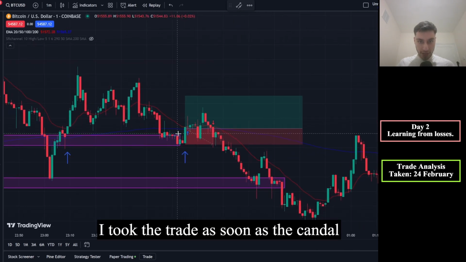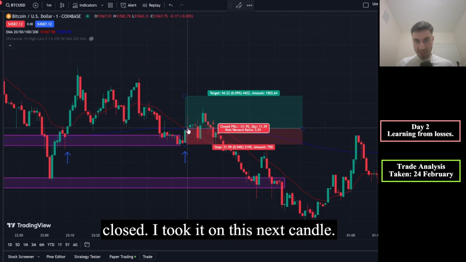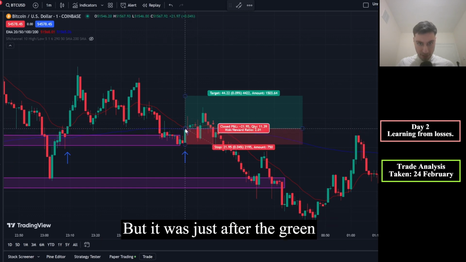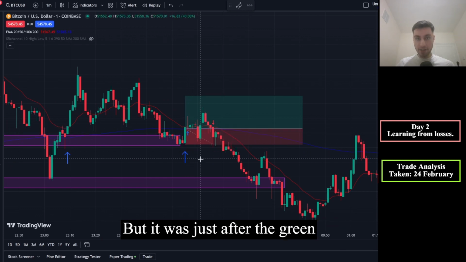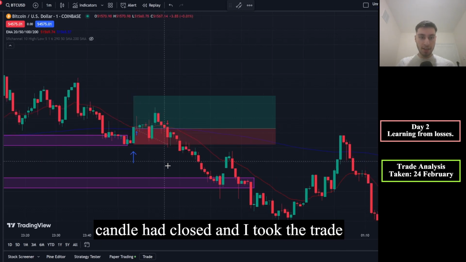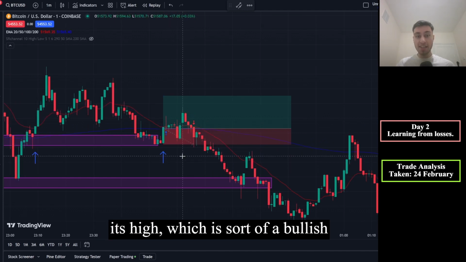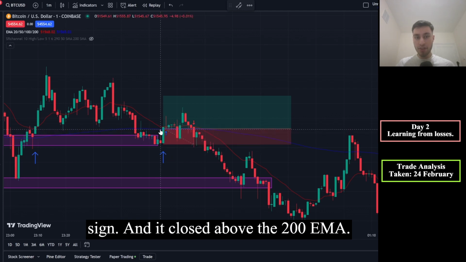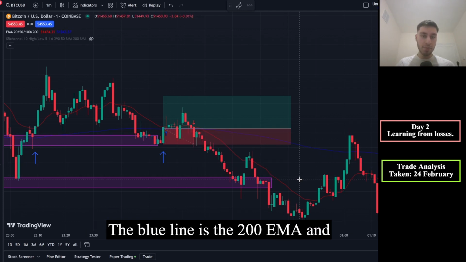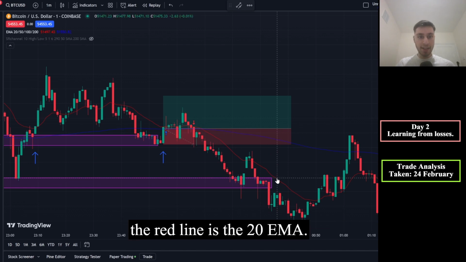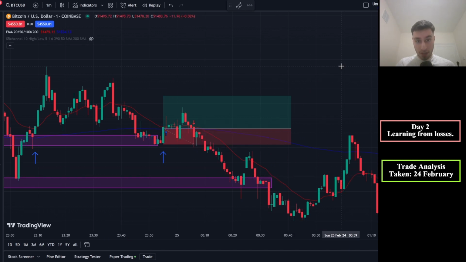So I took the trade as soon as this candle closed. It says I took it on this next candle, but it was just after the green candle had closed. And I took the trade because it closed above its high, which is sort of a bullish sign, and it closed above the 200 EMA. The blue line is the 200 EMA, and the red line is the 20 EMA.